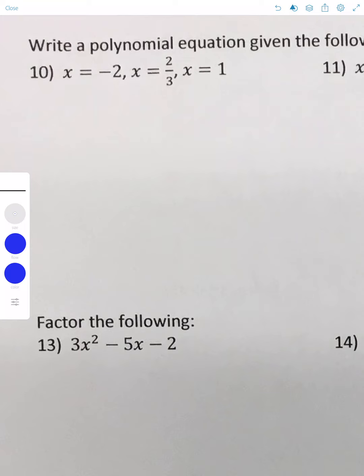Okay, so now to the back. We are going to take a look at number 10. So 10, 11, and 12, we're not going to do them all, but I just wanted to show you some with fractions, some with zeros and imaginary numbers, and just so you can see how everything would be written.